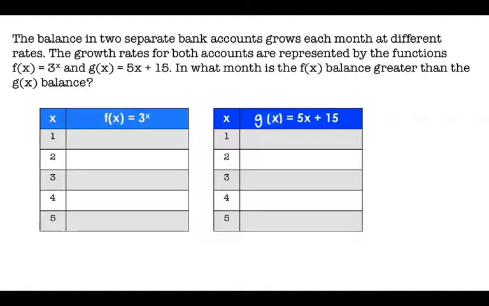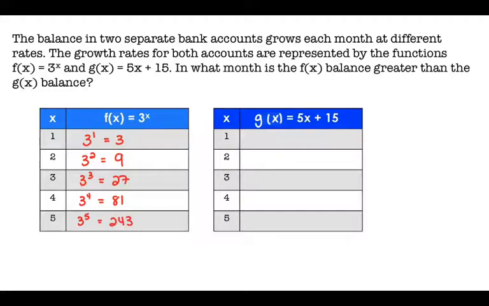So remember, the exponential function is the one with the exponent. All right, so the problem says the balance in two separate bank accounts grow each month at different rates. The growth rates for both accounts are represented by the functions f of x equals 3 to the x power and g of x equals 5x plus 15. In what month is the f of x, so in what month is the exponential one, greater than the g of x side? So first thing we have to do is actually calculate what the answers are for each x value. So you're plugging in 3 to the first power and getting 3. 3 squared is 9, 3 to the third power is 27, 3 to the fourth power is 81, and 3 to the fifth power is 243.